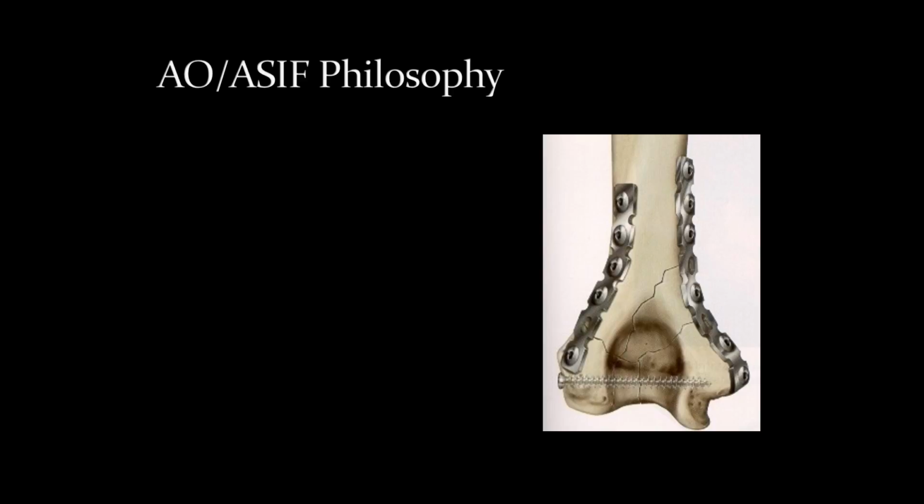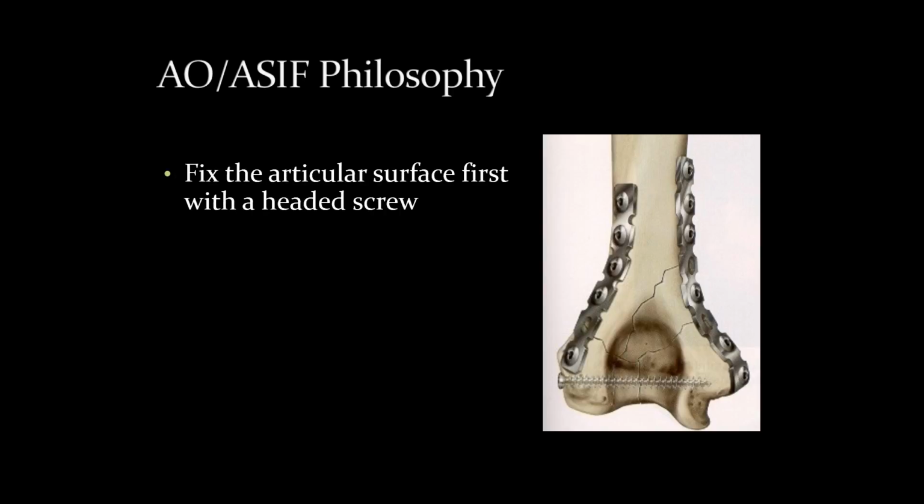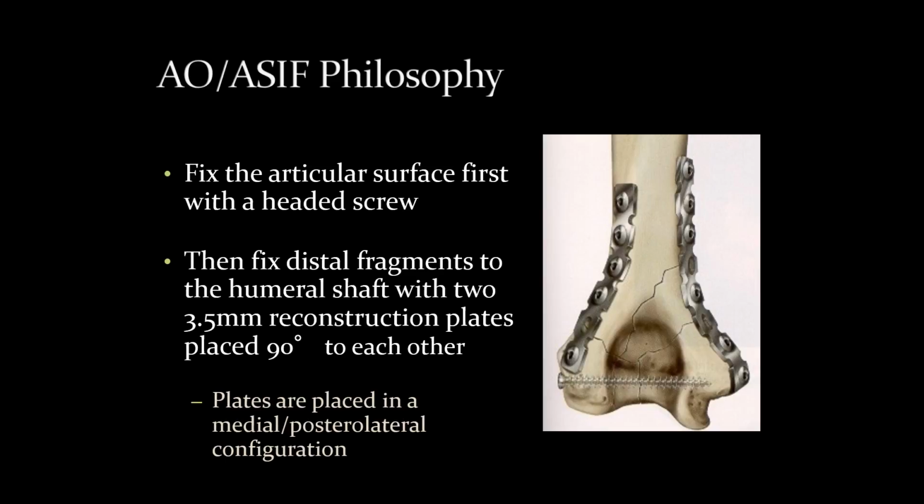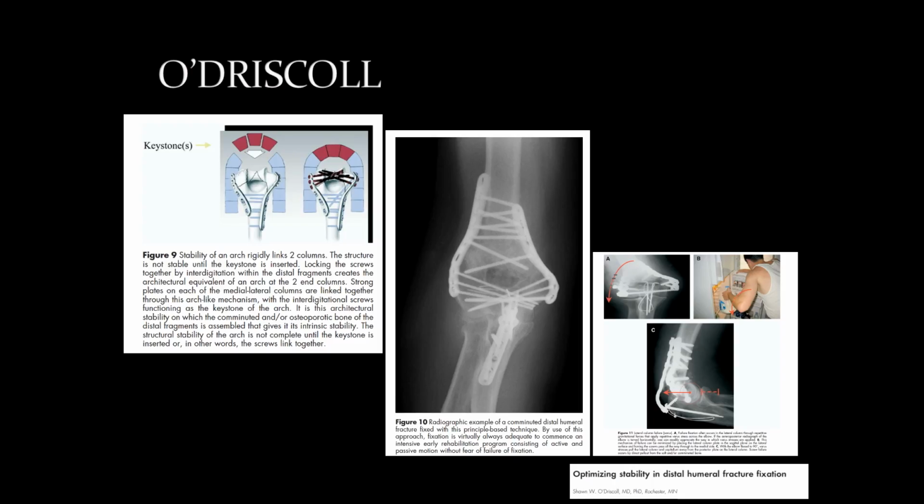The technique that I describe from O'Driscoll is different from the AO philosophy, because in the AO philosophy, you fix the articular fragment first with a headed screw. You then fix the distal fragments to the shaft with 2 plates, placed 90 degrees to each other, and then the plates are placed in a medial and a posterolateral configuration. The problem with this is it does not provide that arch support. You end up with a fragment here and a fragment here, but there's no compression of that arch there. And this is why I think the work done by Sean O'Driscoll is key to these fracture reductions.